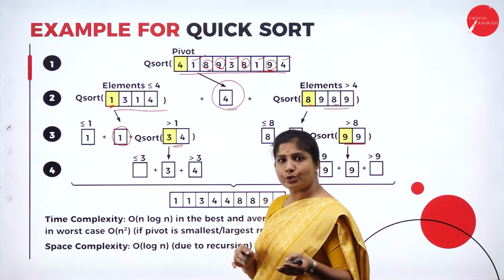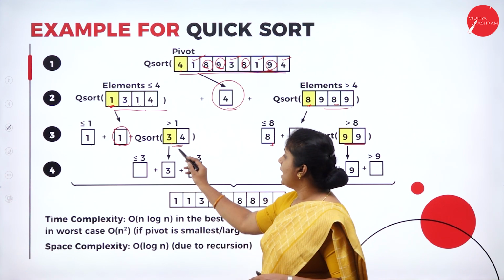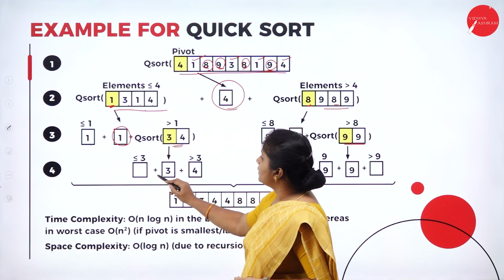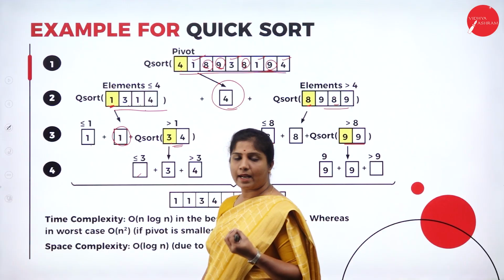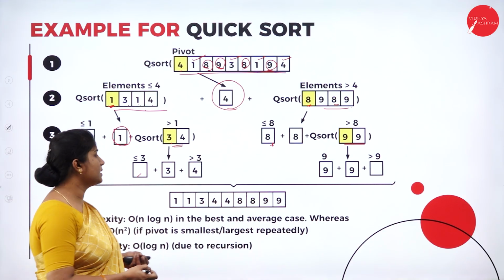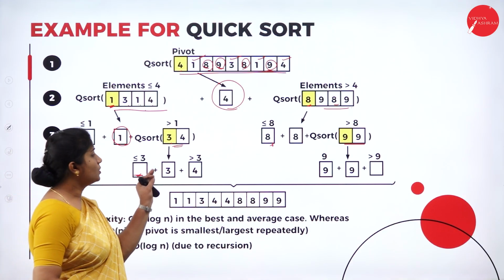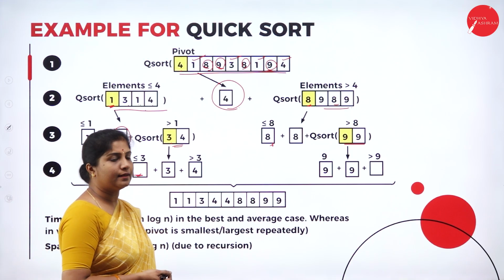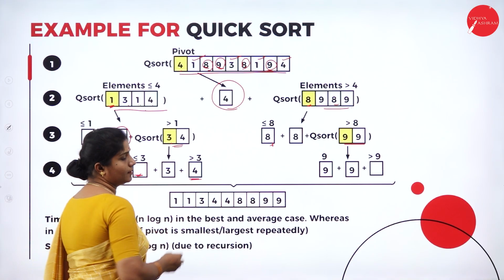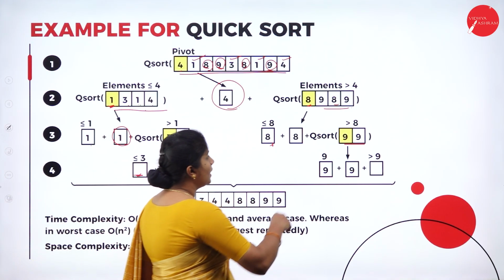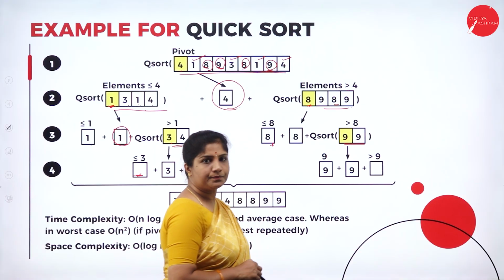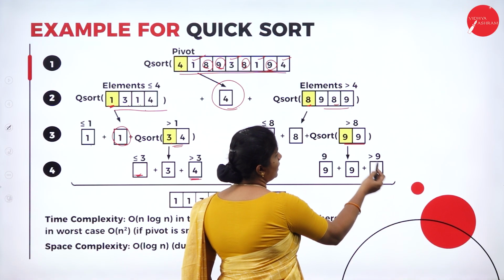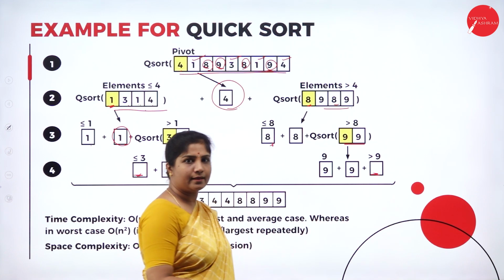Again we can divide it into one more subarray. Hence I have chosen 3 here as a pivot element. Lesser than the 3, nothing is there, so I left it blank. 4 is the greater number than the 3, hence I am going to place it on the right of the 3. Here I have chosen 9 as a pivot element. So one more 9 comes here. Nothing is there greater than the 9.